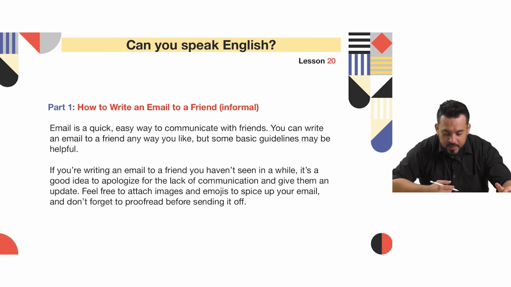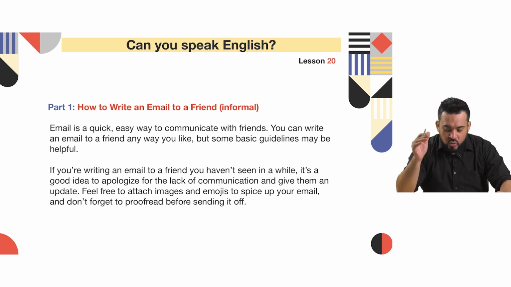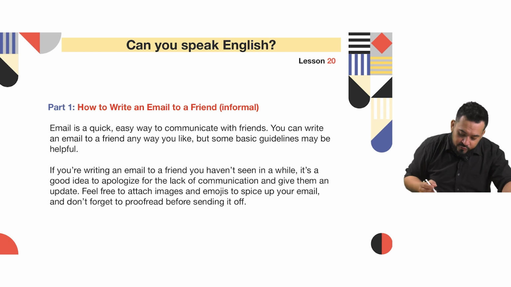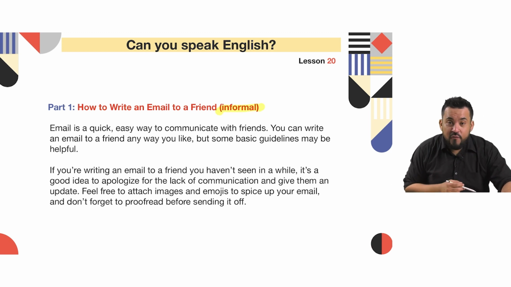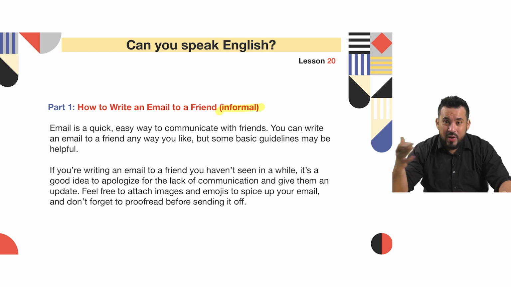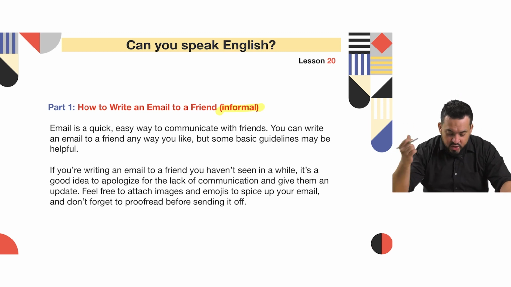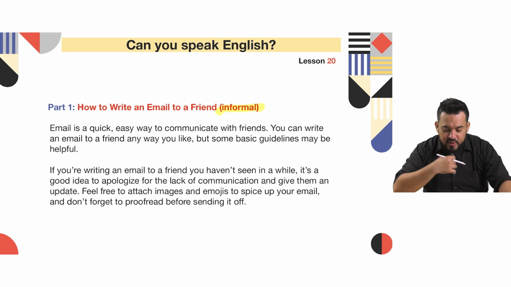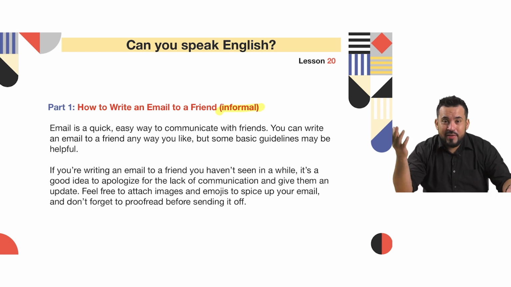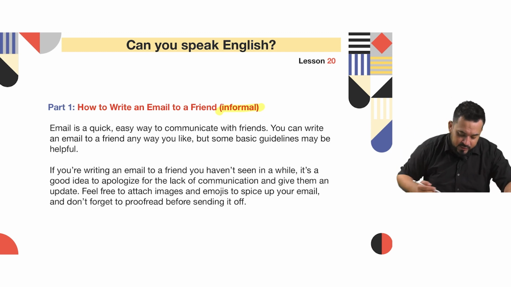All right. Now, how to write an email to a friend. We will take a look at the informal first. Email is a quick, easy way to communicate with friends. You can write an email to a friend any way you like, but some basic guidelines must be followed. Though it's informal, though it's your friend, you can write anything, but there are basic guidelines that we still have to keep in mind. Okay?